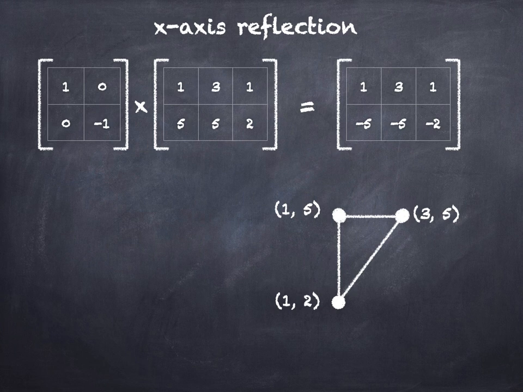Second row is 0, negative 1. So 0 times 1, negative 1 times 5 gives us negative 5. 0 times 3 is 0, plus negative 5 is negative 5. 0 times 1 is 0, negative 2 is negative 2. And you see what it actually did. It went through and flipped all of the y's to negatives. I didn't redraw the triangle, but if you graph that, you can see how that is a reflection across the x-axis. It just flipped all the y's. Okay.